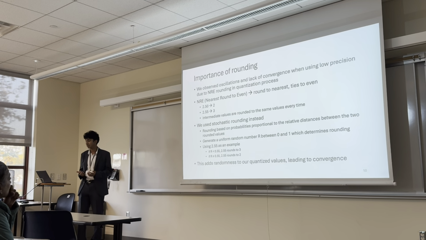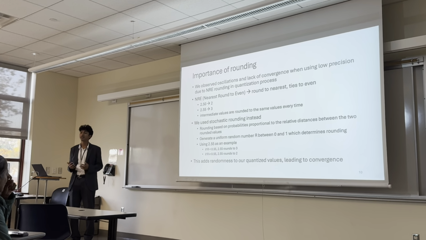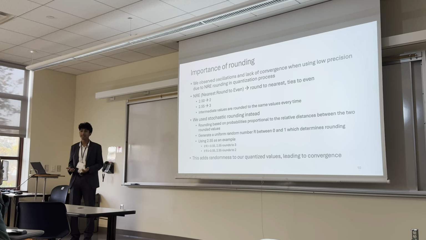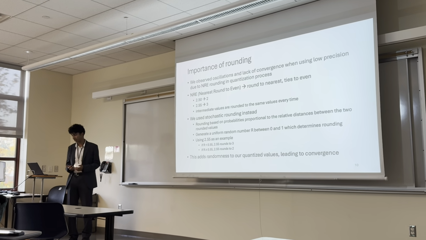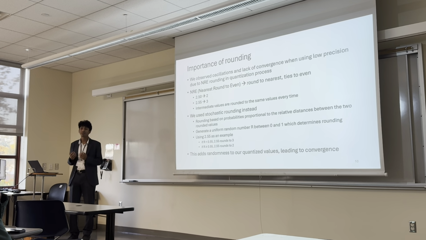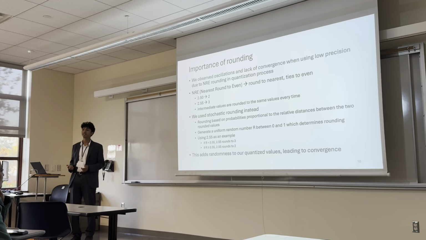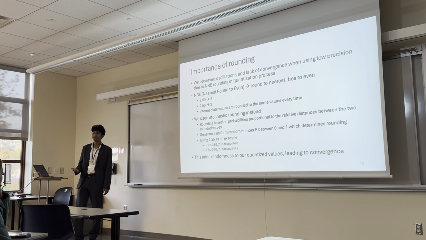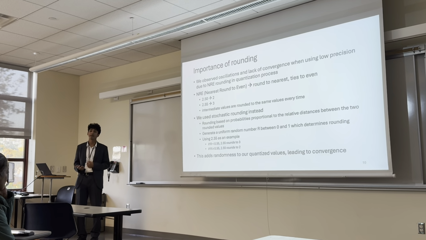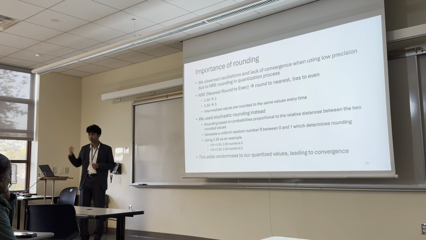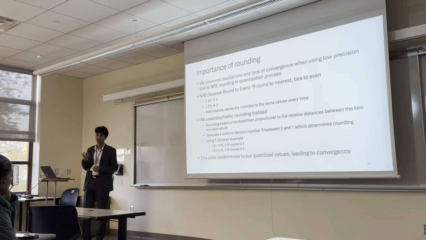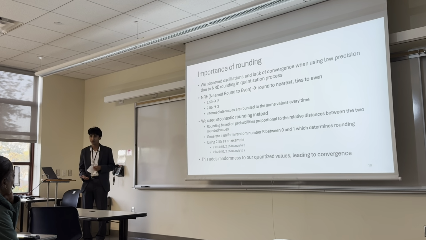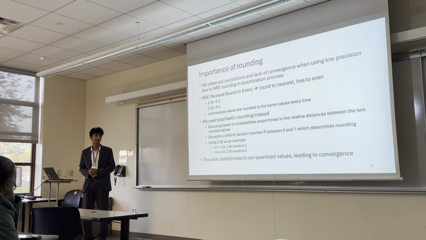And what happens is that these intermediate values always round to the same values every single time, which does lead to oscillation. So instead, we implemented stochastic rounding. Stochastic rounding is rounding based on probabilities proportional to the relative distances between the 2 possible values. So once again, using 2.55 as an example, 2.55 would have a 55% chance to round to 3 and a 45% chance to round to 2. And what happens is this adds randomness to our quantized values, which does lead to more consistent convergence.